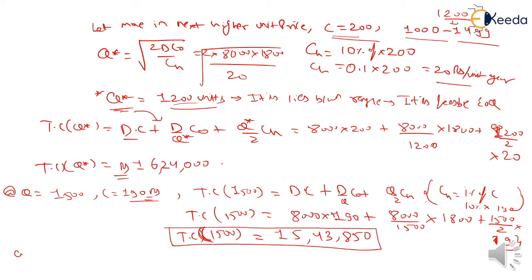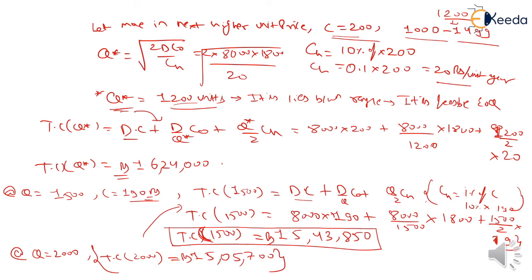Similarly, we can determine the total cost corresponding to the higher order size, taking Q as 2000. You can find the total cost the same as above, using the similar formula: D into C purchasing cost, plus D by Q C0, plus Q by 2 into CH. Putting in the values, how much? 15,05,700. It is nothing but 15 lakh 5,700.